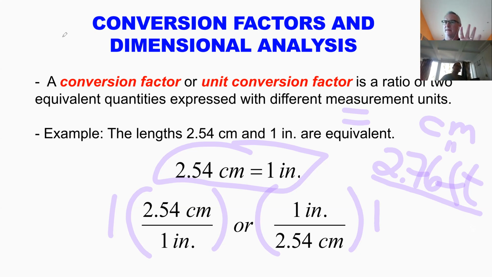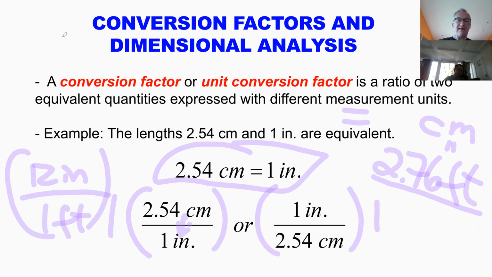So that's important to remember, and that will help you remember what conversion to make. So 2.54 centimeters equals an inch. 12 inches equals a foot. So when I multiply something by this, I'm not changing it in any way. I'm just changing the units.